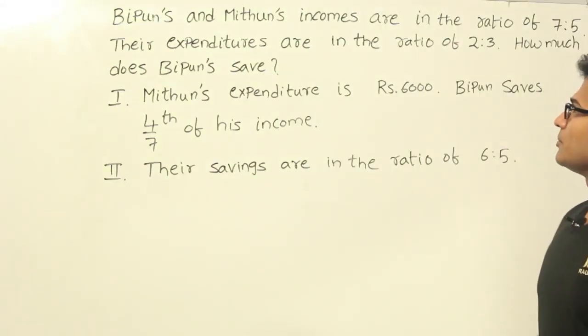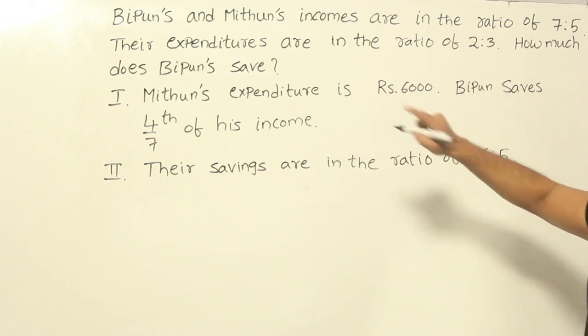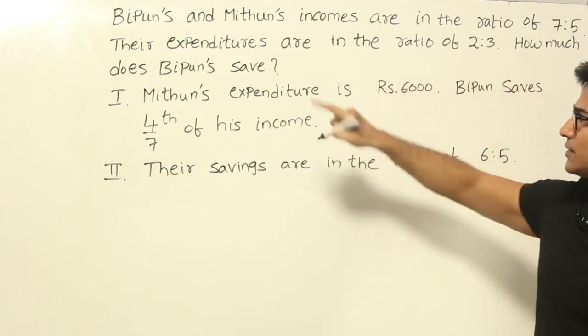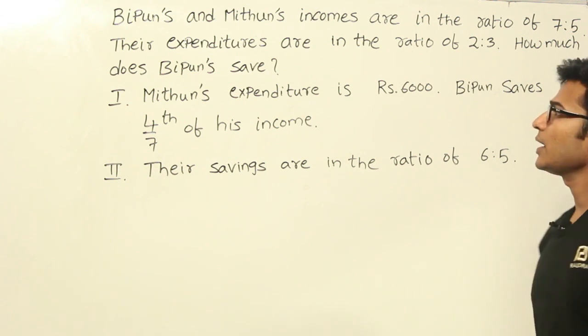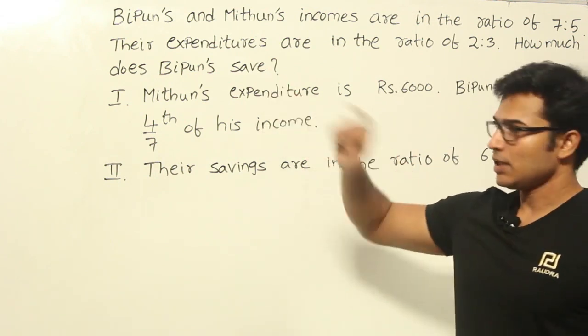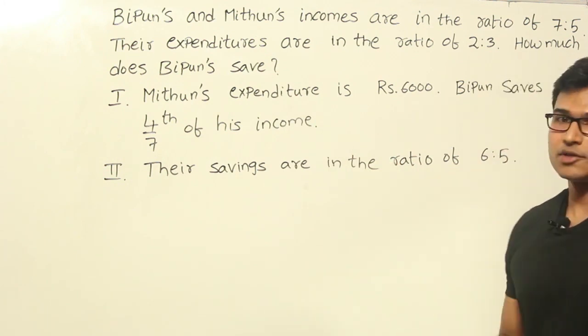Now let's see this question. Bipin's and Mithun's incomes are in the ratio of 7:5. Their expenditures are in the ratio of 2:3. How much does Bipin save? So they're asking how much Bipin is going to save. Saving is nothing but income minus expenditure, right? So that is what we are supposed to find out.